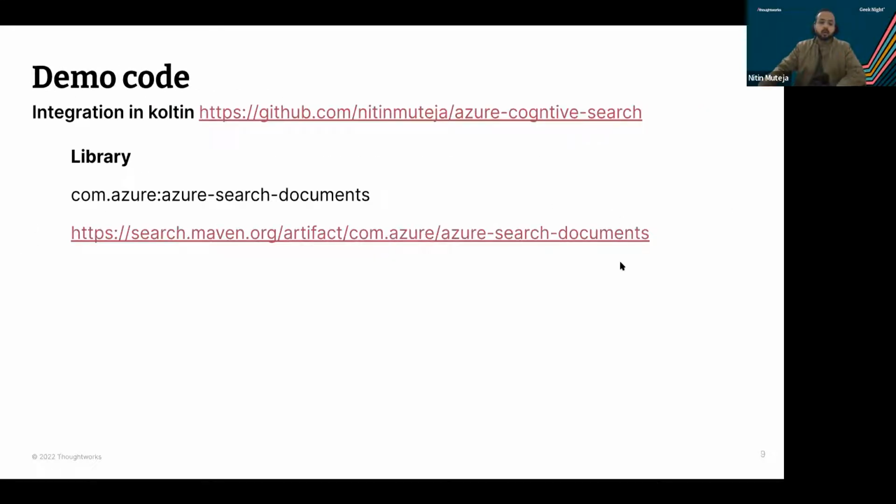If you want to have a look at the cognitive search demo for creating a cognitive search index, it's available on my GitHub account. Azure Search Documents is the library supported by Microsoft for this.